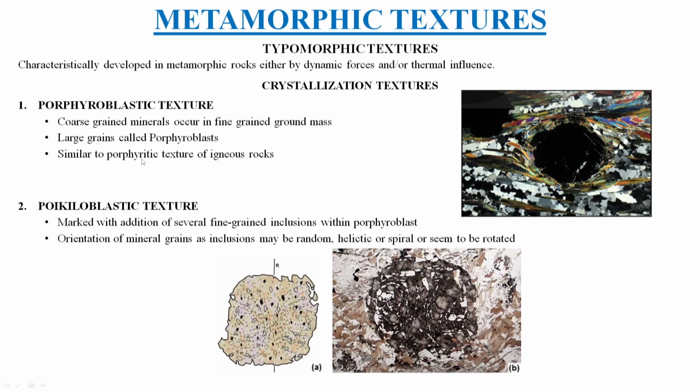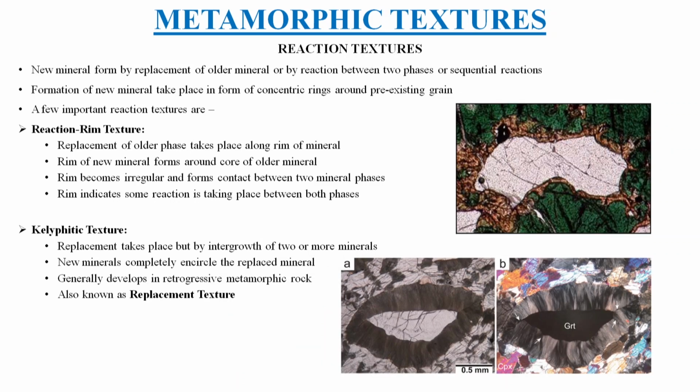It is marked with the addition of several fine grain inclusions within the porphyroblast. Orientation of the mineral grains as inclusions may be random, helicitic or spiral depending on its mode of occurrence, that is, how your coarse grain, the porphyroblast, has rotated or has been displaced from its original position, or has rotated at its position during the formation of the metamorphic rock.